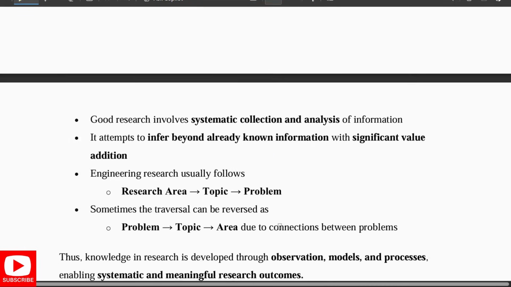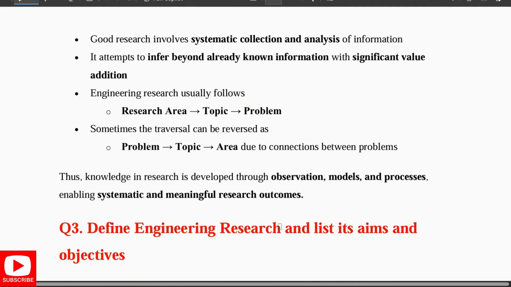Next come some additional points. If you have time, you can add them. Good research involves systematic collection and analysis of information. To infer beyond already known information with a significant value addition is known as research. Usually you have to find the research area, identify the topic in it, and what problem they are facing. Then sometimes it can be transversal, it can be reversed also.